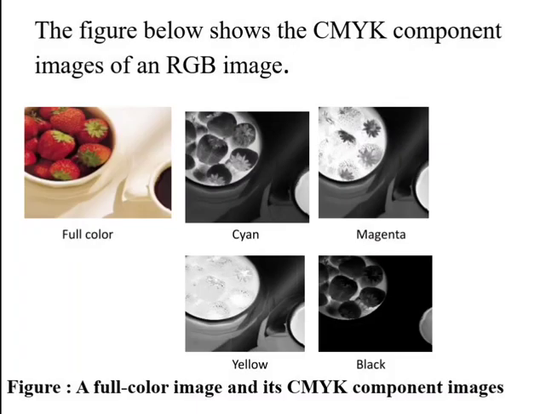The figure below shows the CMYK components of an RGB image. The full color image is the RGB image, and it is then converted into, or represented in the form of, CMYK component images, that is, cyan, magenta, yellow and black component images.